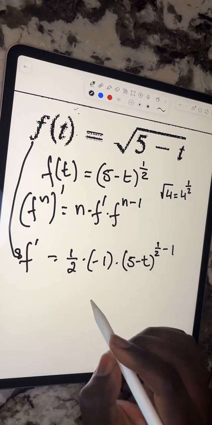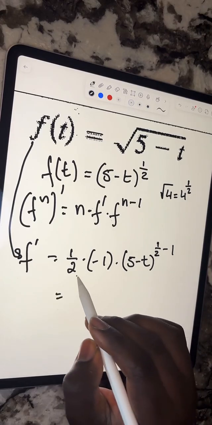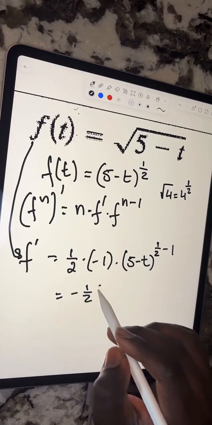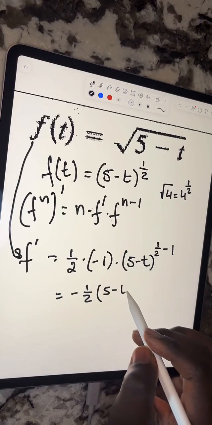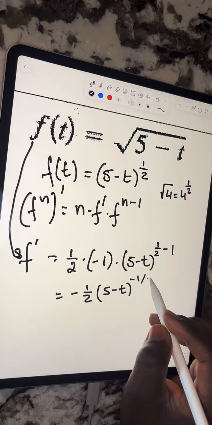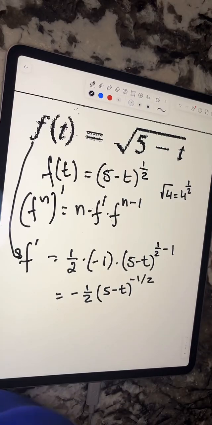Okay? So the rest now is history. 1/2 times -1, that would be -1/2 times 5 minus t. 1/2 minus 1, that's going to be -1/2. Boom, here is my answer. Any question?